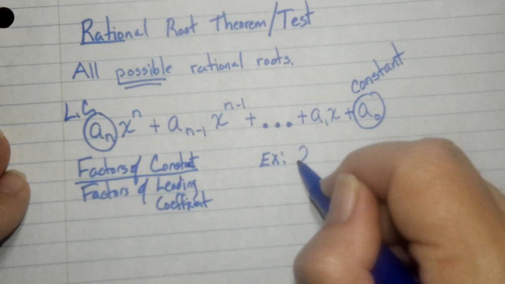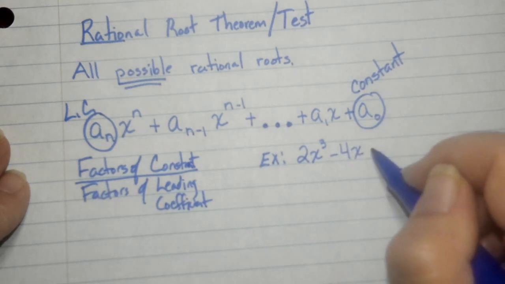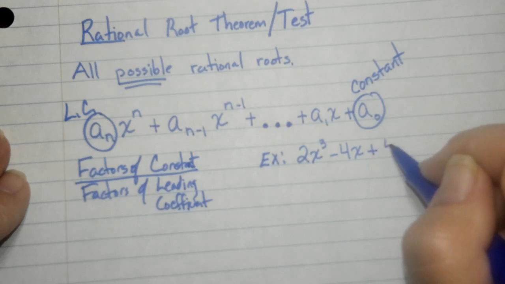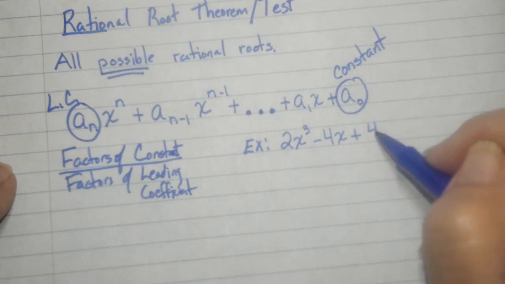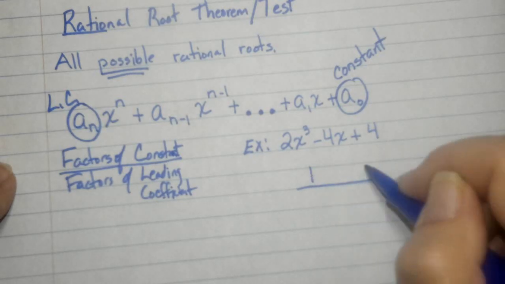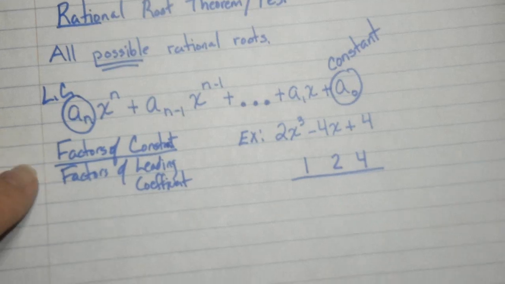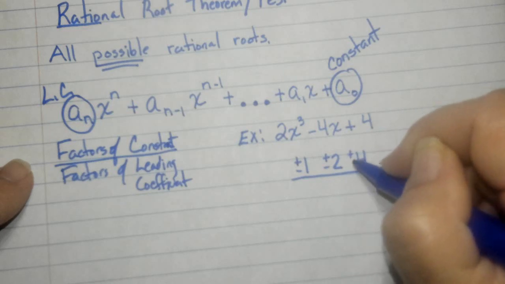Okay, so let's say I had 2x cubed minus 4x plus 4. So I start with my constant term. What are all the things that multiply together to make 4? Right? 1 times 4 and 2 times 2. So if I put them in order, 1, 2, and 4. Those are all the factors, right? But couldn't I have negative 2 times negative 2? Yeah. Or negative 1 times negative 4? So I actually have to put a plus or minus in front of all these, because it could also be a negative times a negative.